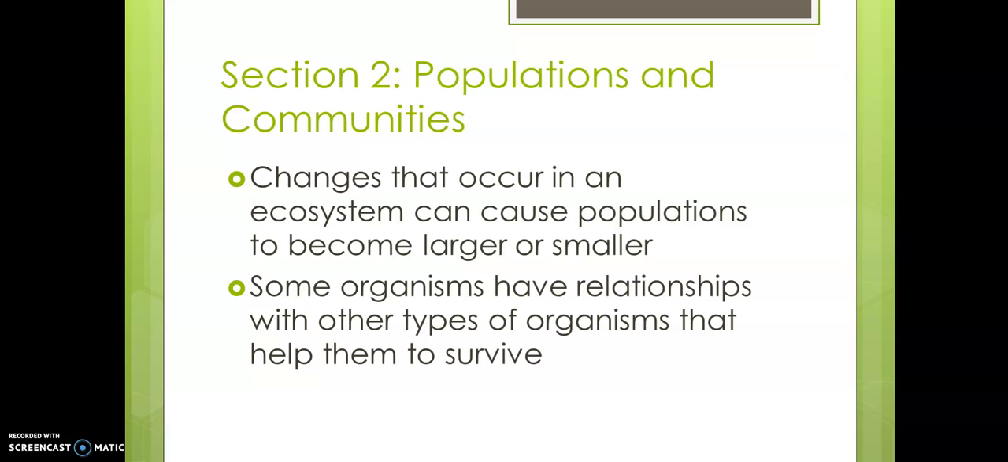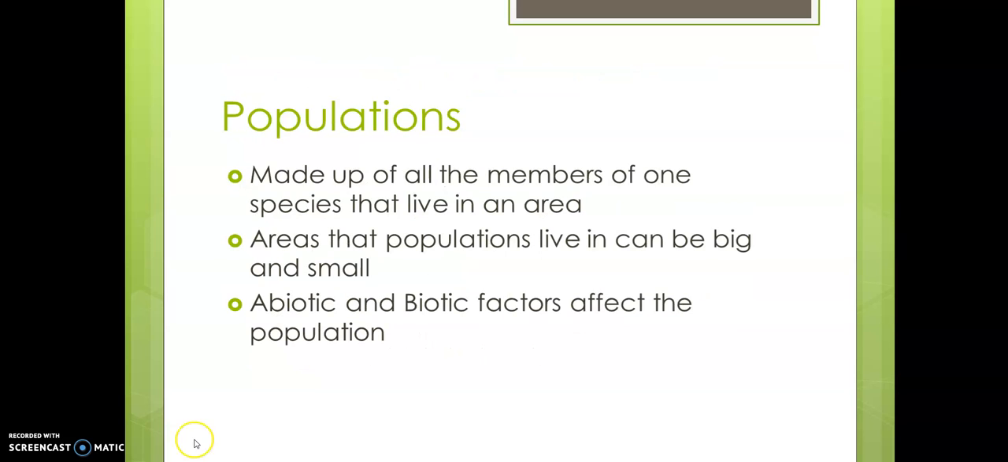All right, let's look at the second one. Some organisms have relationships with other types of organisms that help them to survive. Do you agree or disagree? Yeah, it's agree again. There are what we call symbiosis, or relationships between other organisms that have a goal to help them to survive. That's basically the definition of symbiosis. Good. So let's get into it.